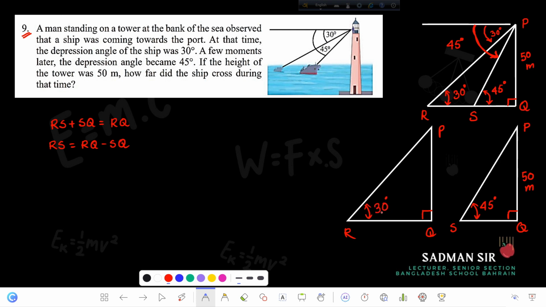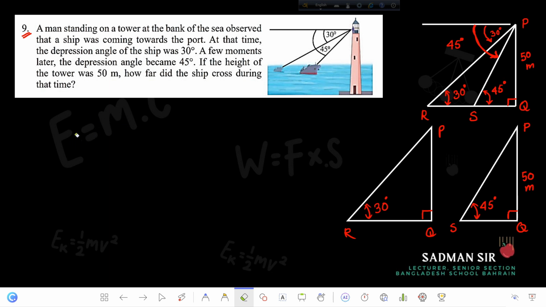Okay. Now from this triangle we will try to find out SQ, and from this triangle we will try to find out RQ. So RQ and SQ, if I find out the value and put in this equation, then we can easily find out the value of RS, that is our desired quantity, right? Okay, so we will start by writing a little bit of description. At first definitely we are not going to write this. This is just for your understanding that I wrote.